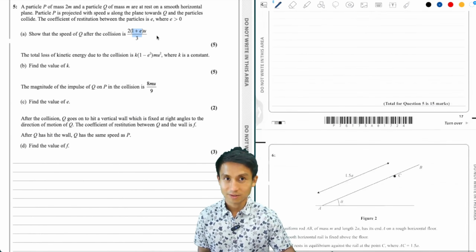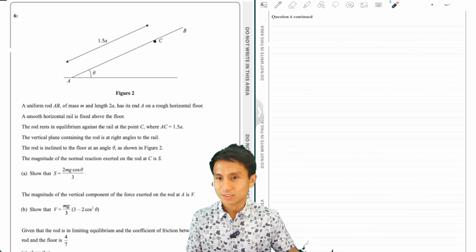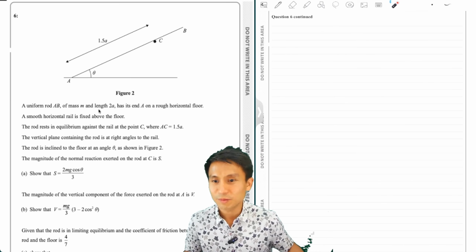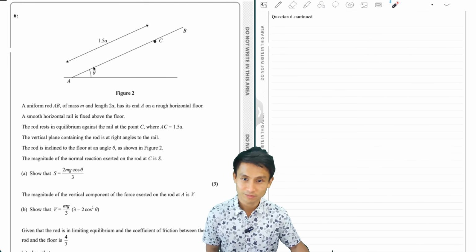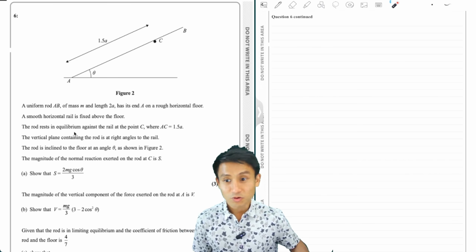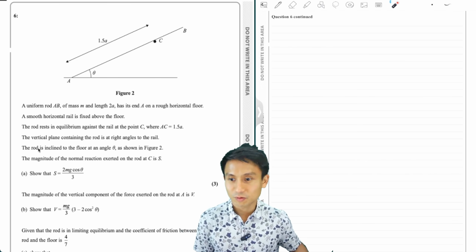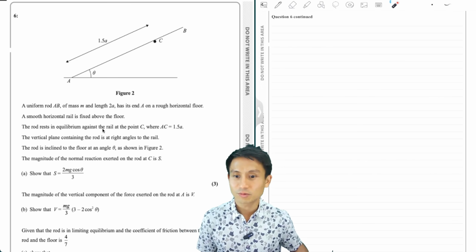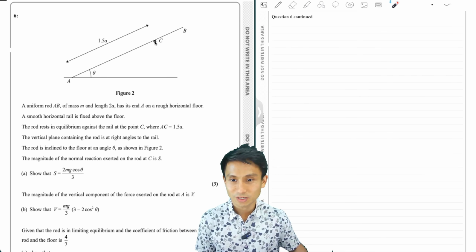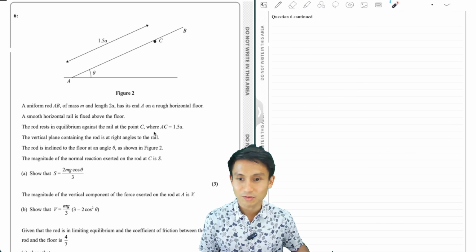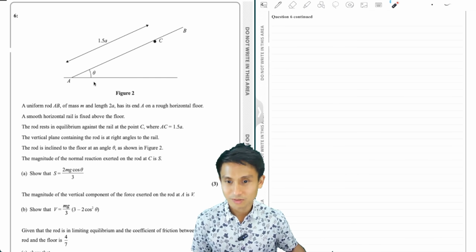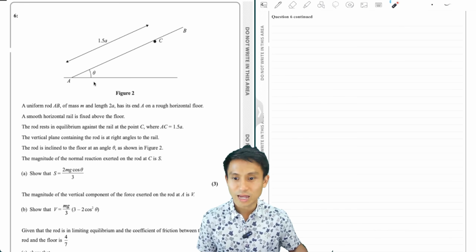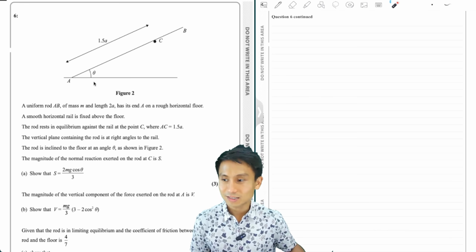Okay. Next, question 6. A uniform rod AB of mass m and length 2a has its end A on a rough horizontal floor. A smooth horizontal rail is fixed above the floor. The rod rests in equilibrium against the rail at point C, where AC is 1.5a. The vertical plane of the rod is at right angles to the rail. The rod is inclined to the floor at an angle theta, as shown in figure 2. The magnitude of the normal reaction exerted on the rod at C is S.